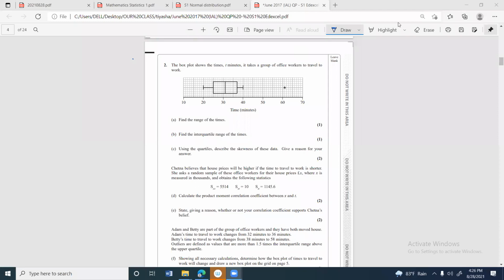The box plot shows the time t minutes taken by a group of office workers to travel to work, right? Find the range of the times. So the range of the time is 20 to 40. So you can simply work out 40 minus 20, that turns out to be 20. Find the interquartile range. Interquartile range is from here to here. That is how much? 37 minus 25, which equals 12.